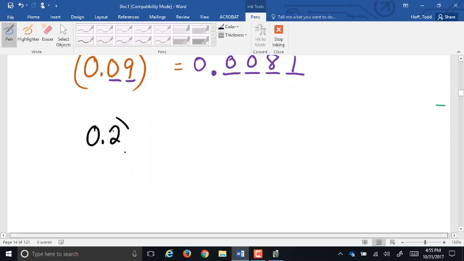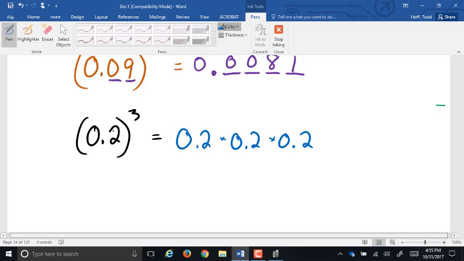What if I have 0.2 to the power of 3? Well, this is going to be 0.2 times 0.2 times 0.2. How many decimal places is that answer going to have? 1, 2, 3. Well, 2 times 2 is 4, times 2 is 8. So that's 0.008. There was 1 decimal place here, but to the power of 3, 1 times 3 makes 3 decimal places.